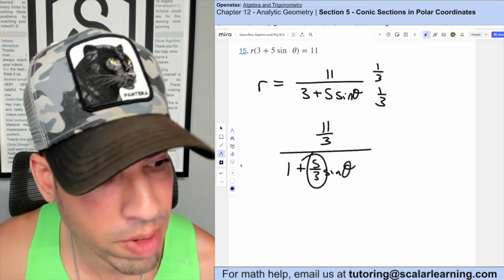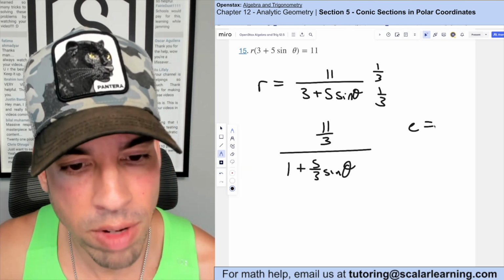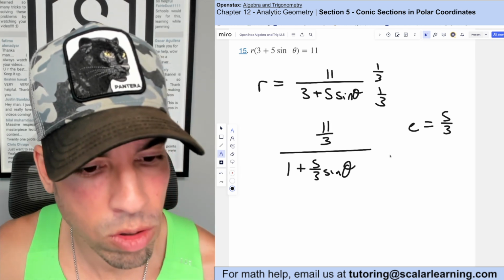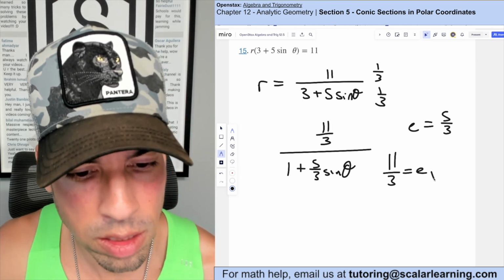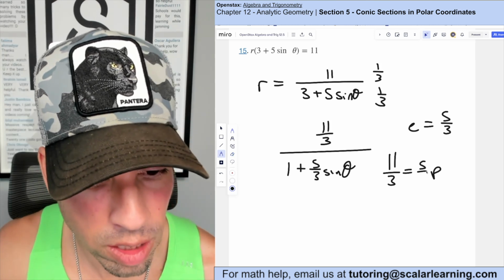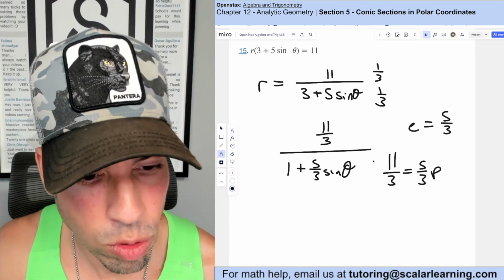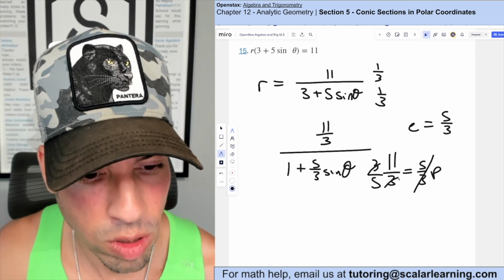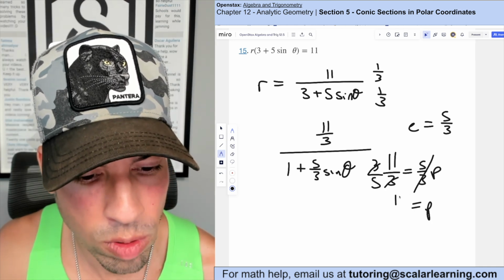Now remember, this value right here, that's our E value. So E is 5/3. And again, on top, 11/3 is equal to E times P. Now, we already know that E is 5/3, so we're going to plug and chug like so. And then to get rid of the 5/3, we're going to multiply by the reciprocal on both sides. It gets rid of that. Cancel, cancel, and we've got P is equal to 11/5.